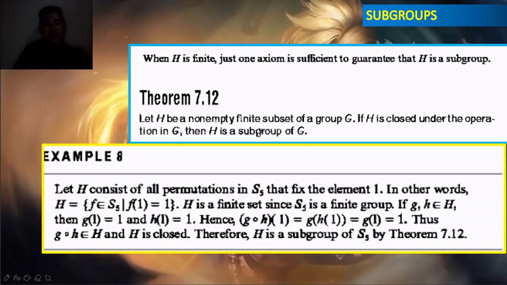Hence, ang pwede kay closure man, composition man, so G compose H of 1, i-show nato nga mo-1 pod siya. So, G of H of 1. Ang H of 1 kay 1, so ilisan nato ni 1 diri. So, G of 1. Ang G of 1 is equal to 1. Thus, G compose H is an element in H, and so, H is closed under the composition in G. So, therefore, H is a subgroup of S5 by Theorem 7.12. Okay.